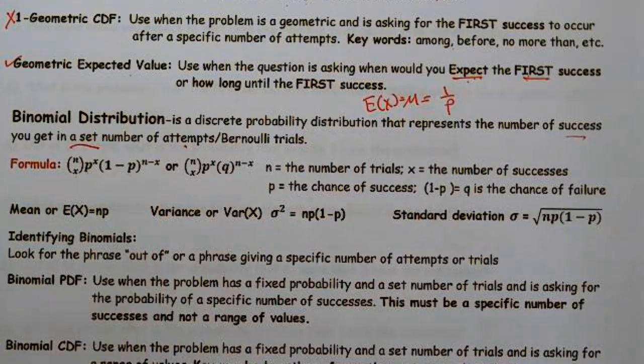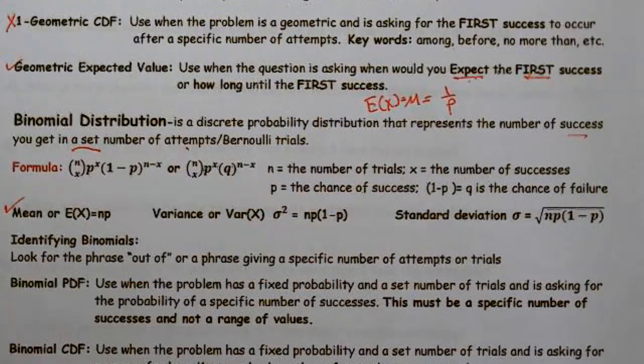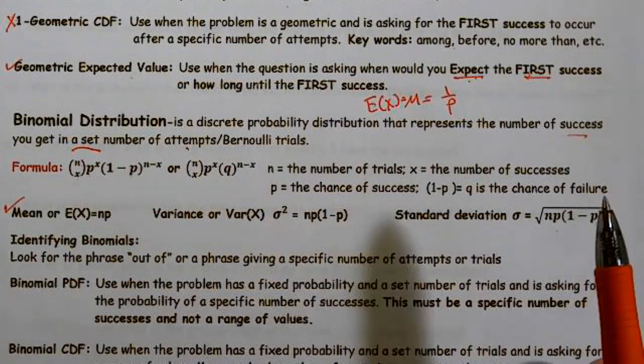All right? The mean, really important that you be able to use that. And the mean of a binomial, or the expected value of the binomial, is np. We're not going to be going over these two things today. You just need to know where to find those.